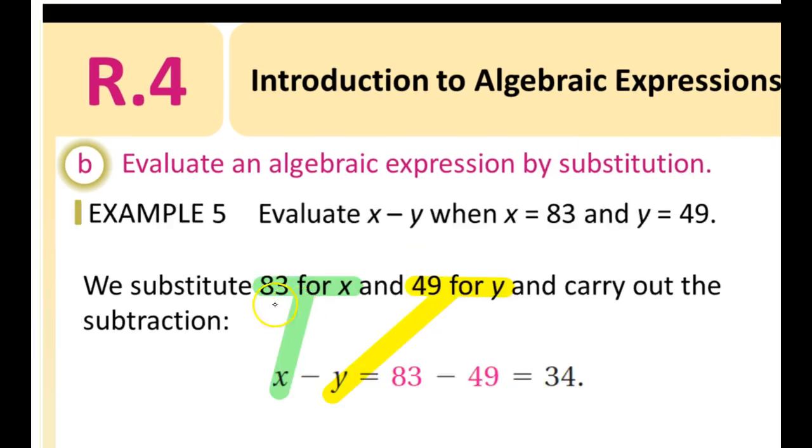Replace the variable with a number when we're doing the substitution method. An example of this would be if 83 represents the x value and 49 represents the y value, then we just say 83 minus 49 and we get 34.